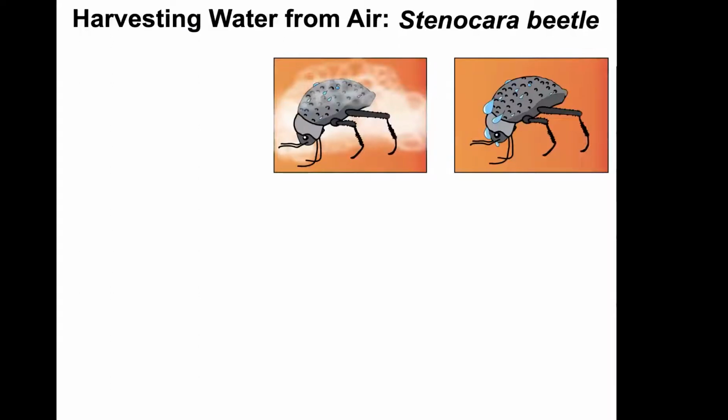Another concept I want to cover is a very interesting one, adopted from the Stenocara beetle. This is a beetle found in the desert. It basically harvests water for its own drinking. What it does is, as it goes, water condenses on its top, and because of the very nice arrangement of its body surface, the water comes directly into its mouth and it drinks it.